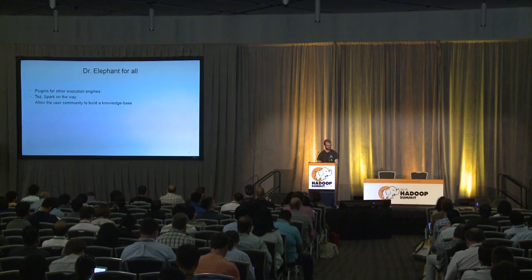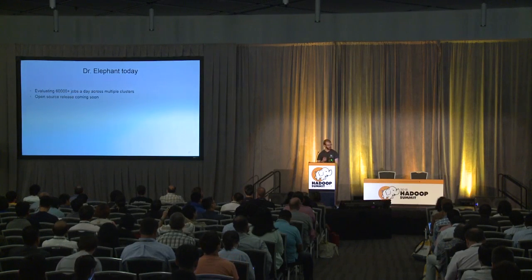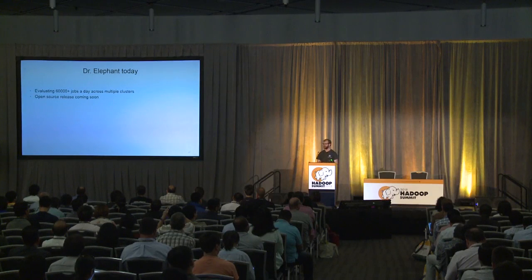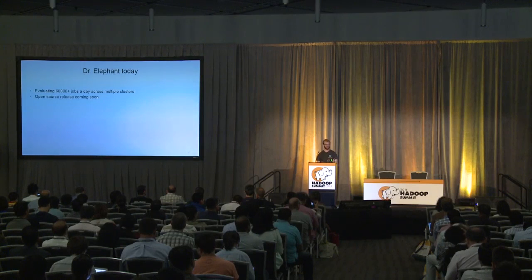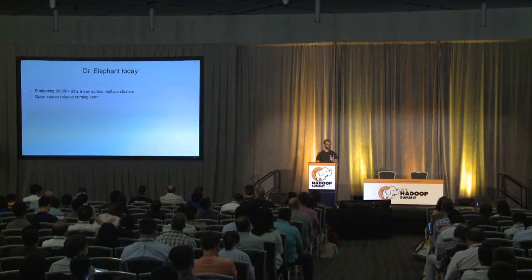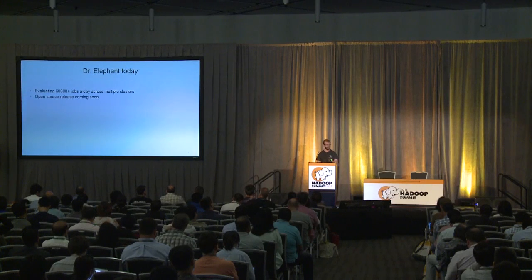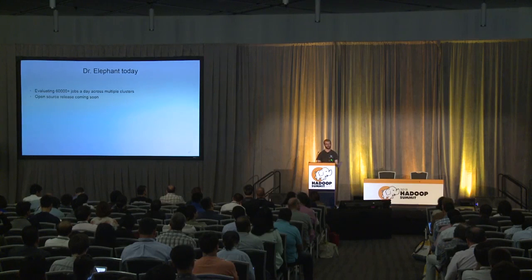So I said at the beginning I wasn't going to brag about numbers, but now I'm going to brag about numbers. Right now, Dr. Elephant is deployed across around 8 or so different clusters, summing up to 10,000 or so nodes, and every day it's processing 60,000 jobs a day and serving those to users. So far we haven't had any real issues with performance. Like I said, we retain data going back forever, and it's been working great so far. And we're planning to have an open source release pretty soon. And with that, I'd be happy to take any questions.